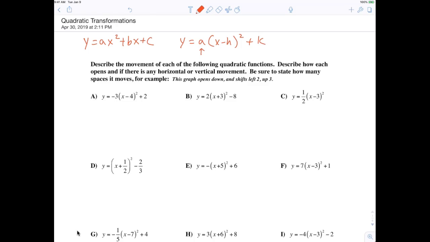If you're multiplying it, for example, by 1/2, when you multiply the y value by 1/2, the graph is actually shrinking.